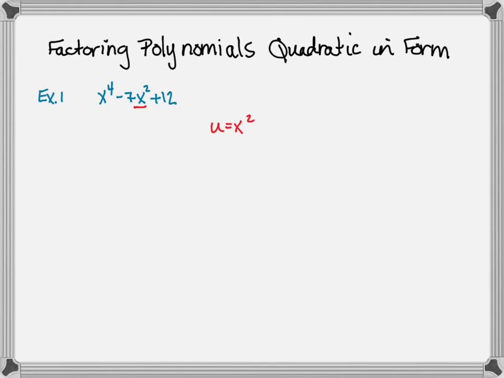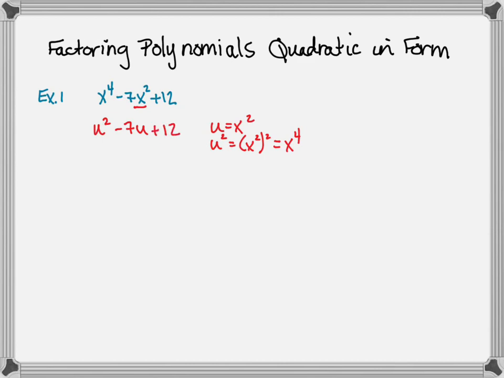So I'm going to use u. So I'm going to set u equal to x squared, and then u squared would be x squared squared, which is x to the fourth, which happens to be our first term. Otherwise, we couldn't continue using this method. So x to the fourth, I'm going to replace with u squared. Minus 7x squared, I'll replace x squared with u, so minus 7u. And plus 12 stays the same.